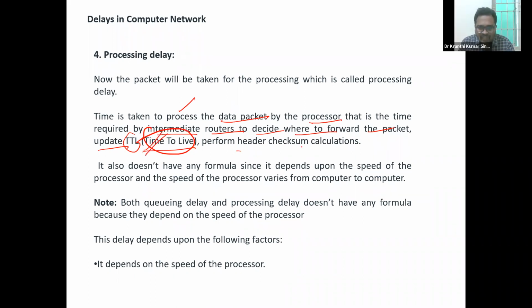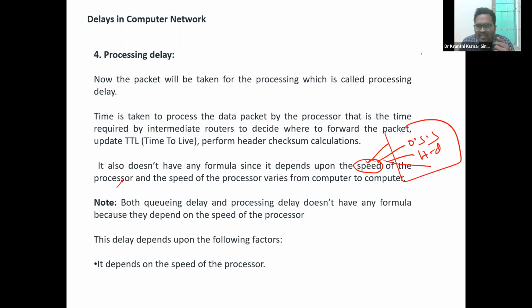Perform header checksum. Header checksum means error detection and correction methods, parity checking, many combinations. Anyways, we will discuss everything in coming units, coming modules. So processing delay also does not have any formula, since it depends upon the speed of the processor. The speed is completely dependent upon operating system services and hardware devices. It is a different concept, completely related to a computer, not at all related to computer networks. It is out of scope for the subject. That's why we said that there is no formula for calculating it.